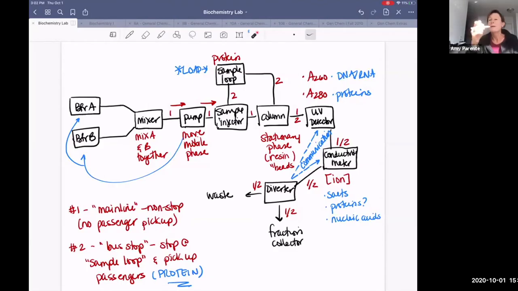But the same is true, that the speed that things will move through has to do with their affinity for that column. And so things that migrate with your solvent front don't have very much of an affinity. Everybody with me? Okay, I'm going to show you something real quick, and then we'll take a break for a minute.